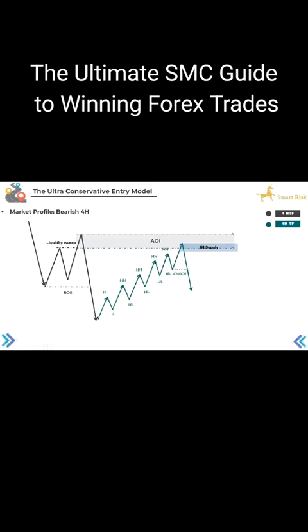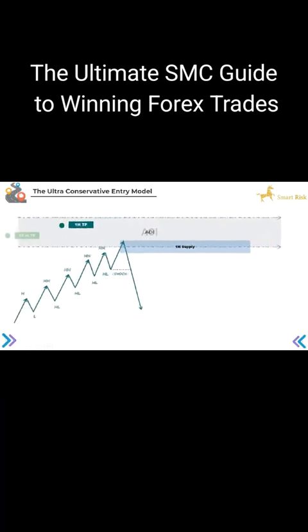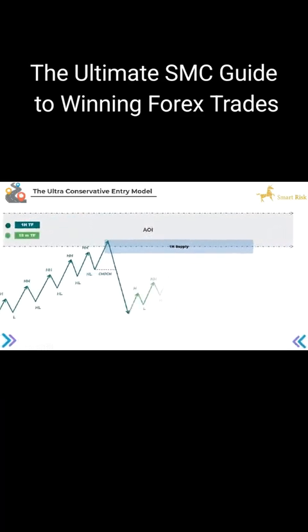First, we should identify and highlight the supply zone generated by the change of character's bearish wave. Then, we need to zoom into a lower time frame like the 15-minute time frame, and patiently wait for the price to tap into the identified 1-hour time frame's supply zone to get reversed from it and create a new change of character on the 15-minute time frame.